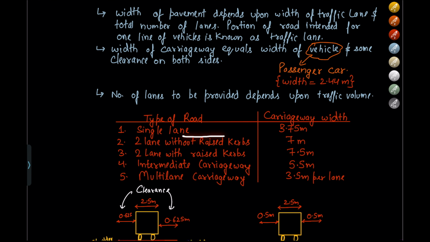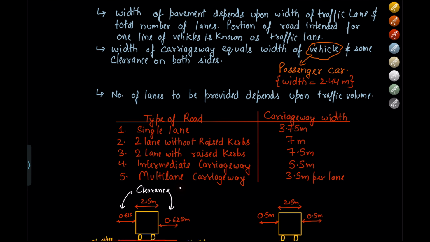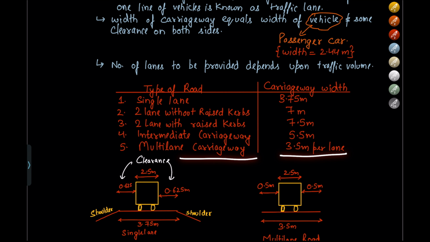For a single lane road, we have 3.75 meter width. For two lane without raised curbs, it is 7 meter. For two lane with raised curbs, it is 7.5 meter, and without raised curbs, it is 7 meter. For intermediate carriageway, the width is 5.5 meter. For multi-lane carriageway, it is 3.5 meter per lane.